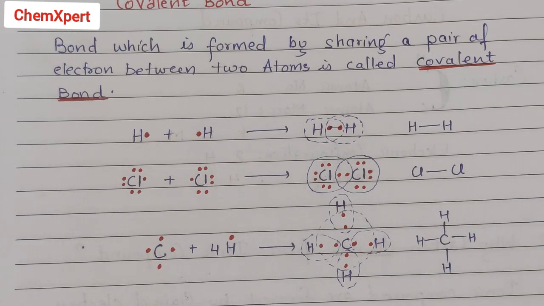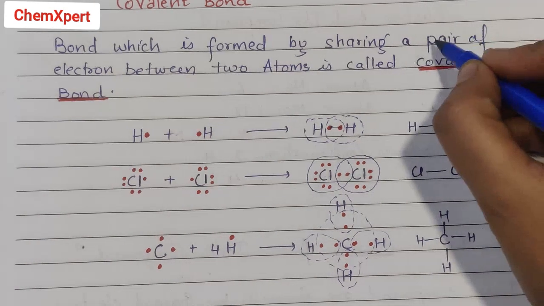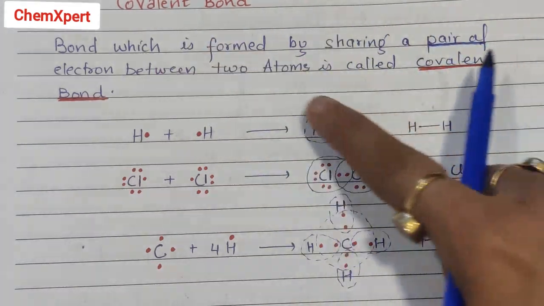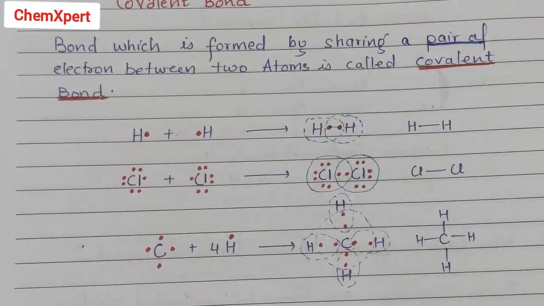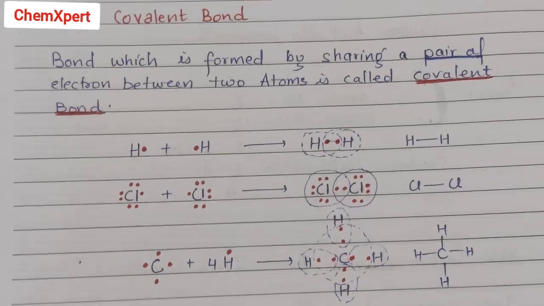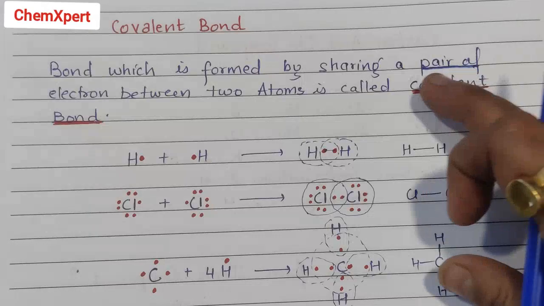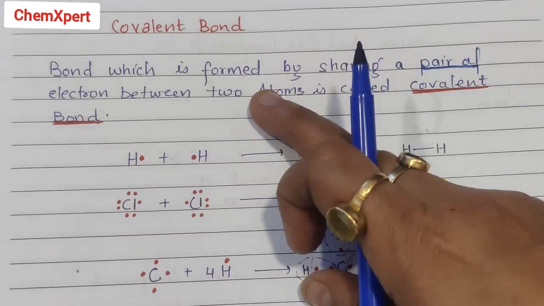So define a covalent bond: the bond which is formed by sharing a pair of electrons. Kindly underline these points, pair of electrons between 2 atoms. Similarly, if we have to define a double bond, the definition will remain the same, only one change: by sharing 2 pairs of electrons between 2 atoms here.